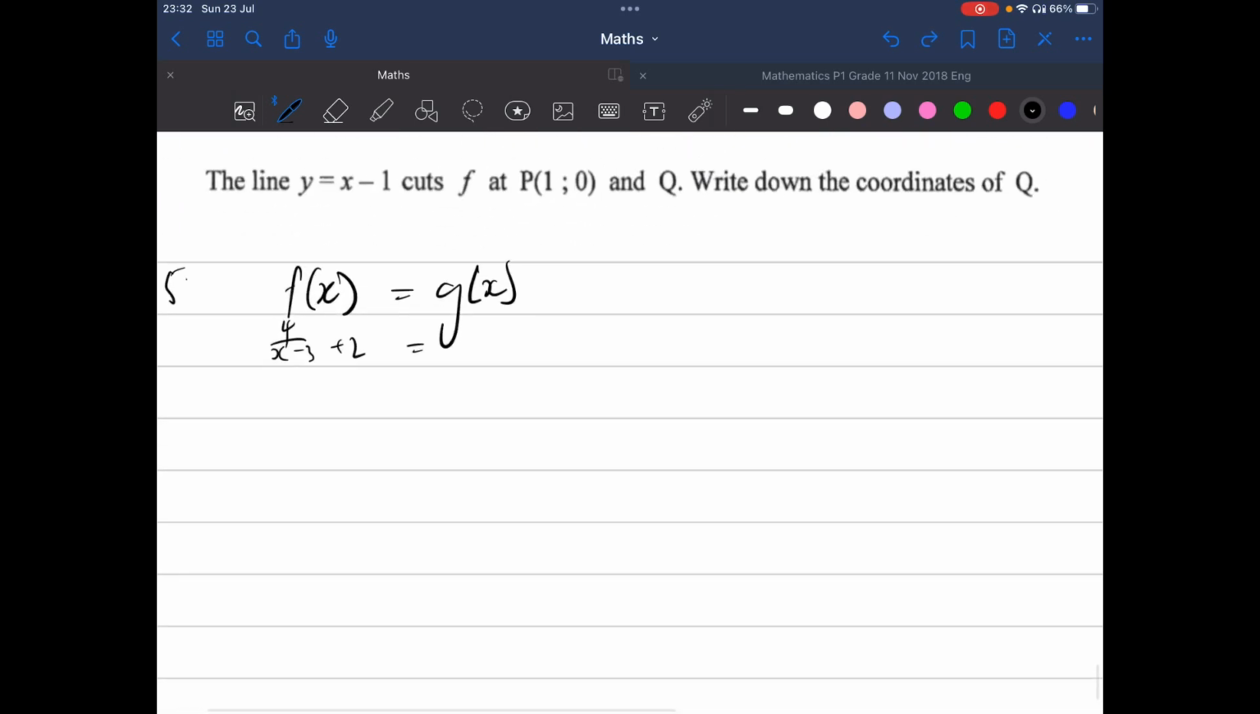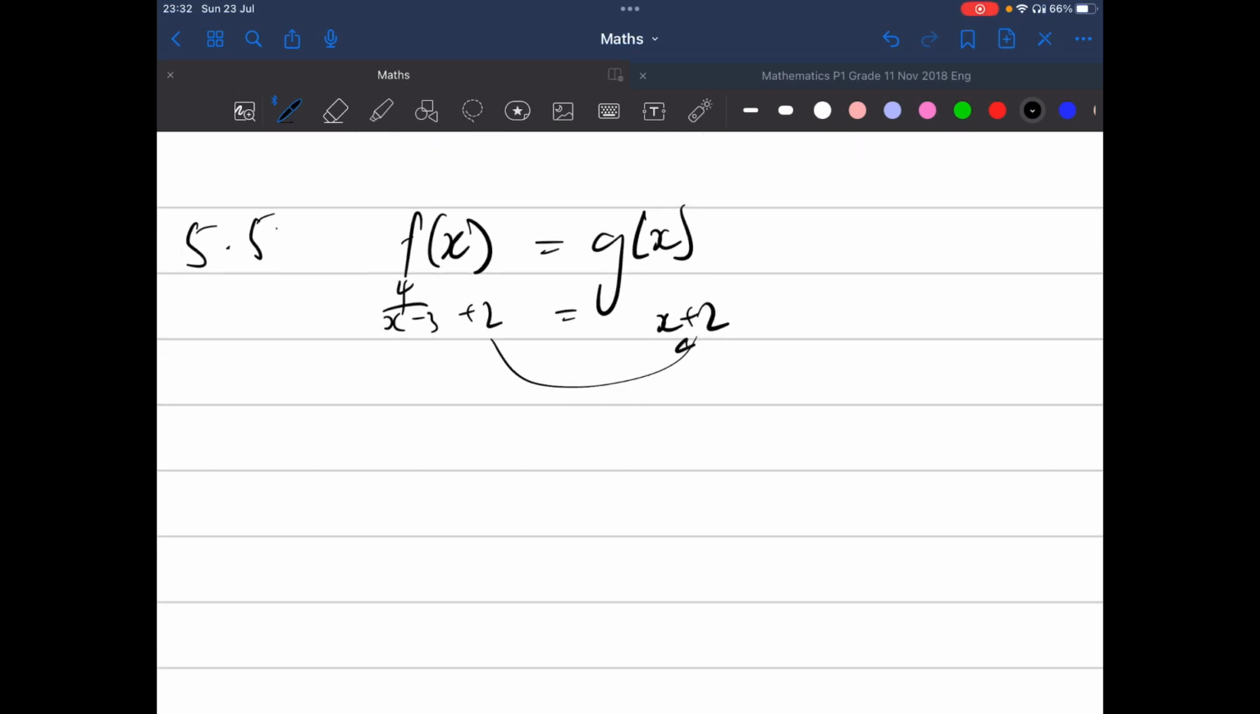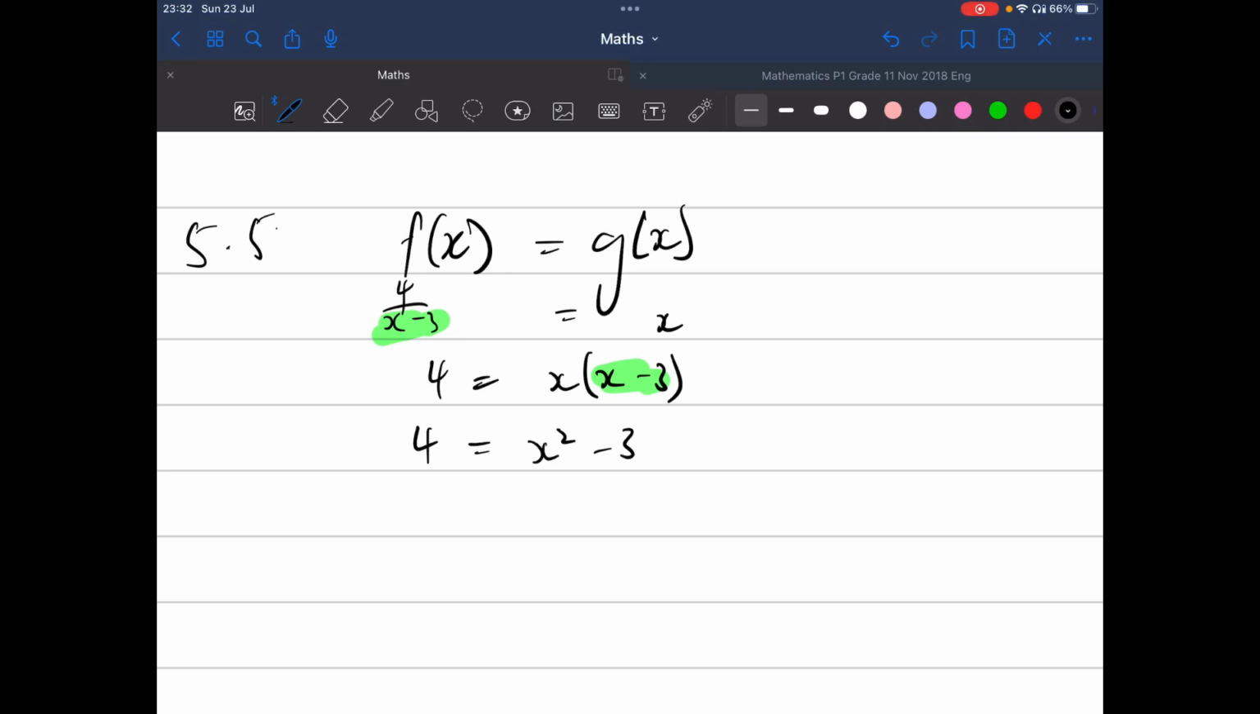Now if you look at these plus 2's, if I bring this to this side, it's going to become minus 2. So they'll just cancel each other out, so I can get rid of those already. Then I can get rid of this fraction by multiplying, so this will become x times x minus 3. You can see I brought this from here to there. So 4 equals x squared minus 3x. Now I'll bring this 4 to this side, so this will become minus 4, and this will become 0.